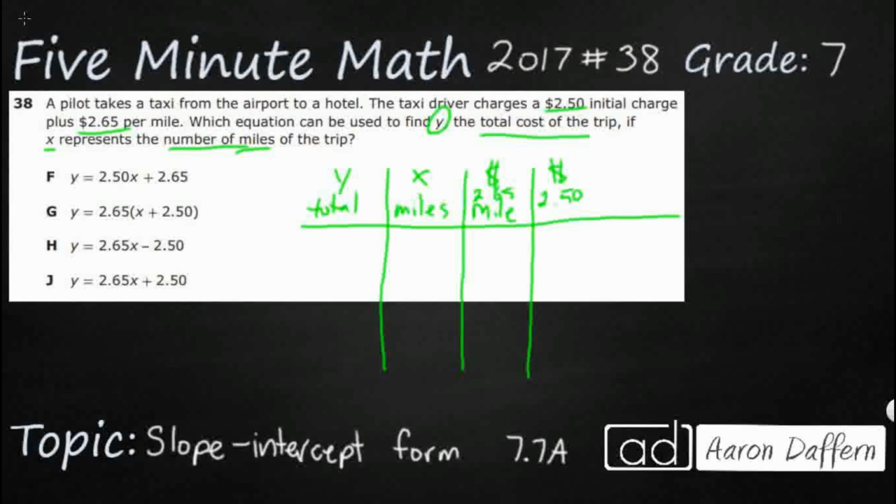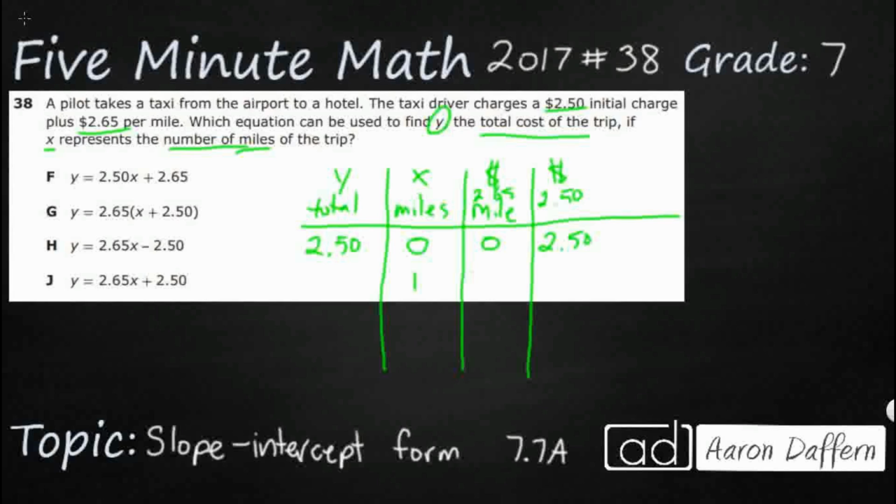So let's say we go 0 miles. Well, 0 times 265 is still 0, but you're getting charged that 250. That's the initial charge. So no matter what happens, if x equals 0, your y is going to equal 250 because that's just what it takes to get started. Now, let's say you go 1 mile.